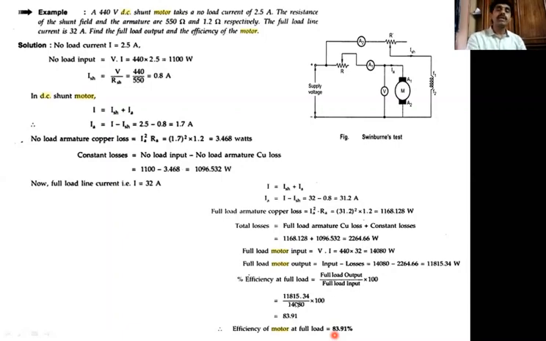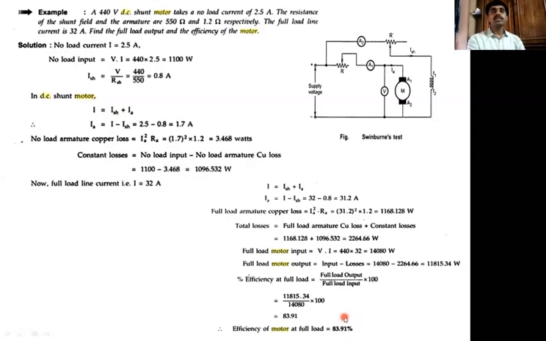So this is the way, by calculating the no load copper losses and the constant losses, and substituting these constant losses at any load condition, we will get the efficiency at any load.